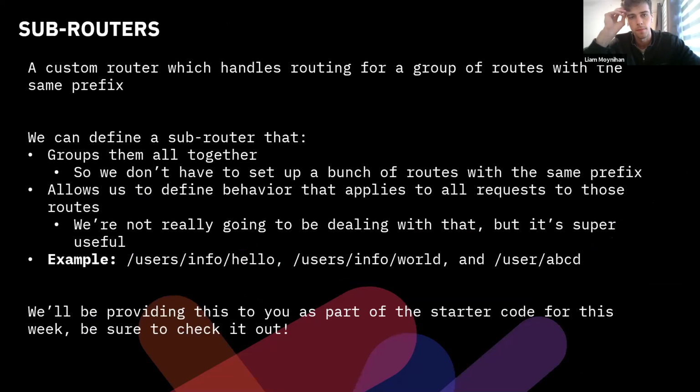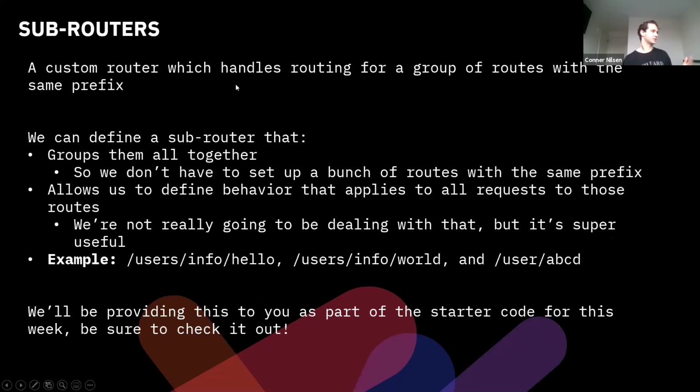Okay, so basically, as we said, the sub router adds a custom prefix, and it's like a custom router. And what's interesting is that you can group all similar routes together, all routes with the same prefix, which can get annoying otherwise. It also allows us to define behavior that applies to all requests, which is really useful, but we're not really going to get into that because it's outside of the scope of this right now.